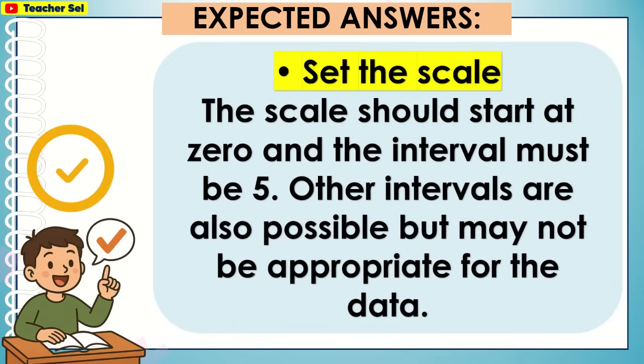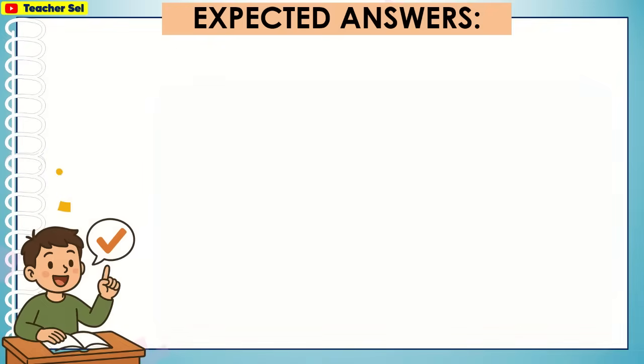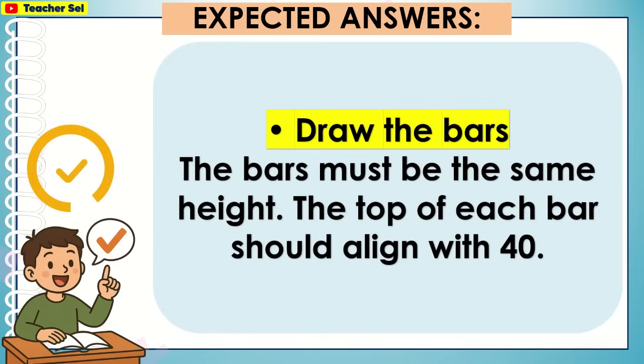Set the scale. The scale should start at 0 and the interval must be 5. Other intervals are also possible, but may not be appropriate for the data. Draw the bars. The bars must be the same height. The top of each bar should align with 40.